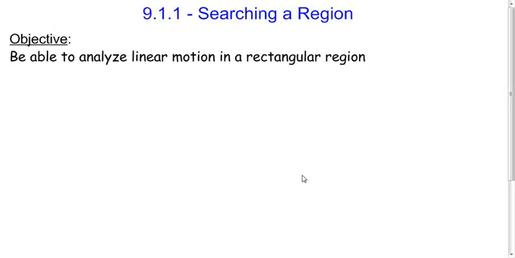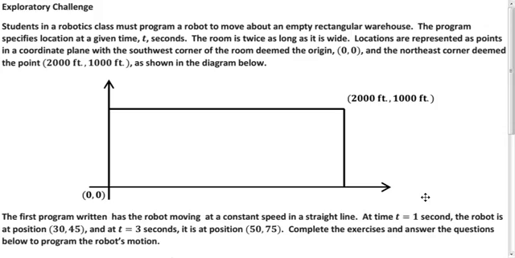Hello class, in this lesson we're going to learn about linear motion in a rectangular region by looking at robots. In our big example for today, we have students in our robotics class programming a robot to go around an empty rectangular warehouse. It's 2,000 feet long and 1,000 feet wide, and we can put it on the coordinate plane. So we have the origin, and there's the point (2,000, 1,000).